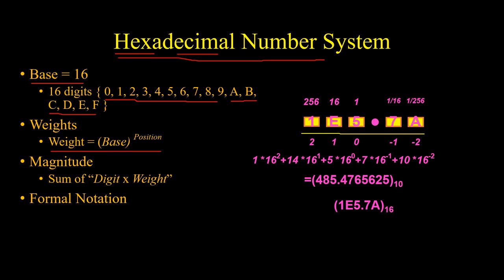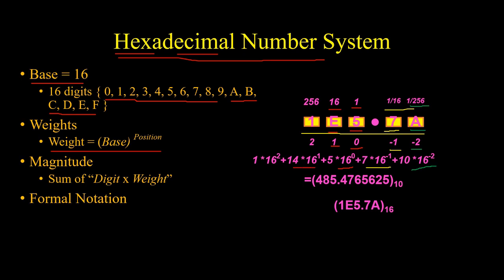In the right of decimal point, first digit is 7, its position will be -1 and its weight will be 16 power -1 or 1 over 16. Next digit is A, its weight will be 16 power -2, which is 1 over 256. Similarly, to the left of decimal point, first digit is 5, its position is 0 and its weight will be 16 power 0 or 1. Next digit is E, its position is 1 and its weight will be 16 power 1 or 16. And the same assignment will be continued.